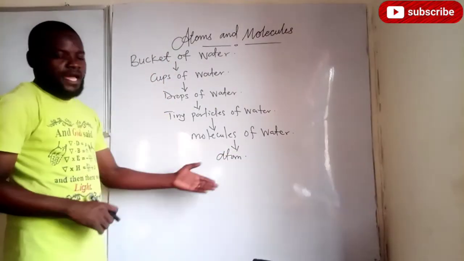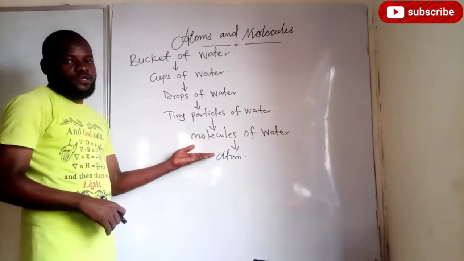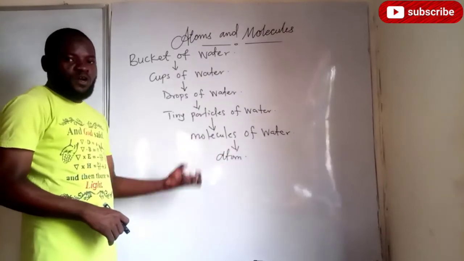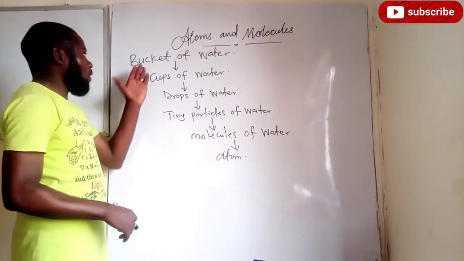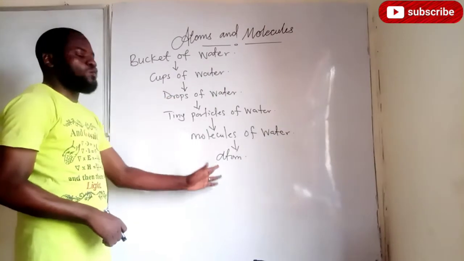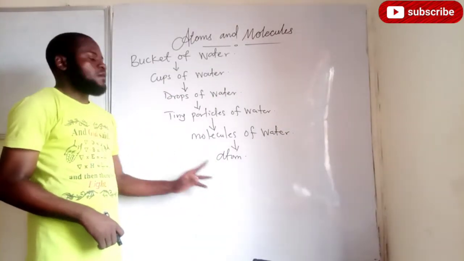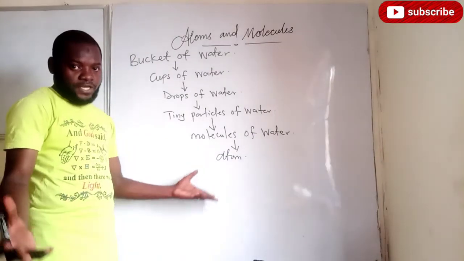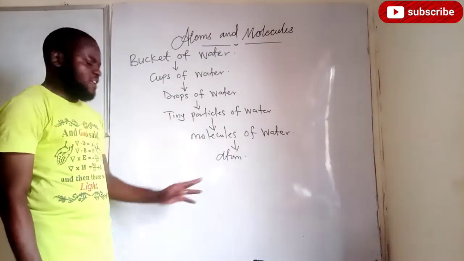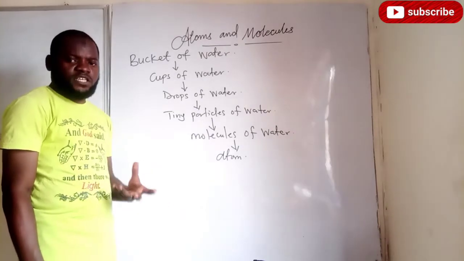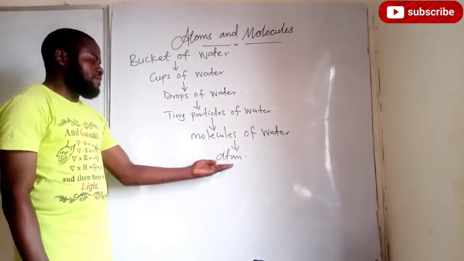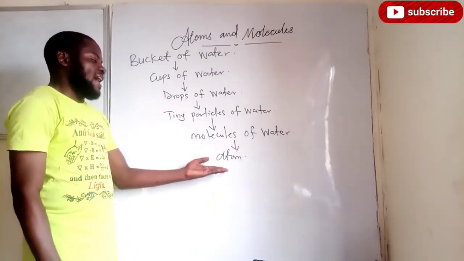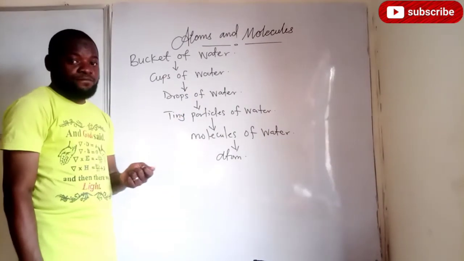An atom is what makes up the molecule of water. That shows that the smallest indivisible part of the water in the bucket is an atom. The actual meaning of atom is something that cannot be divided further. But is that true? Can't we divide the atom further? Yes, we can. The belief that the atom is the smallest indivisible particle was the earlier belief by scientists.